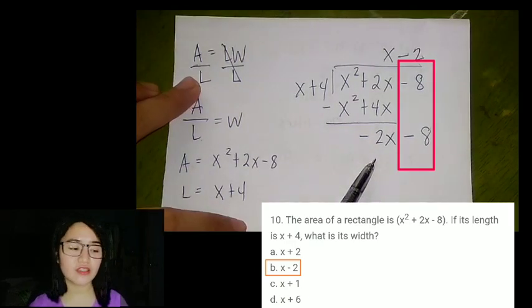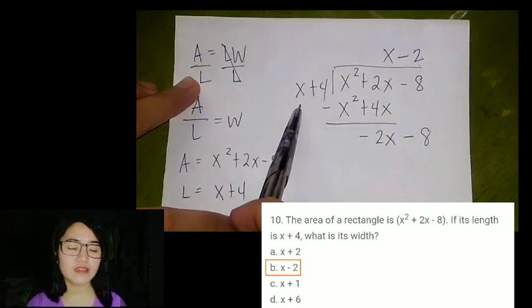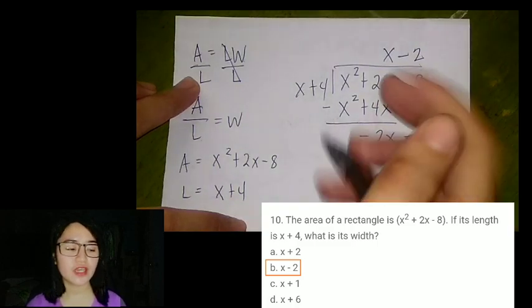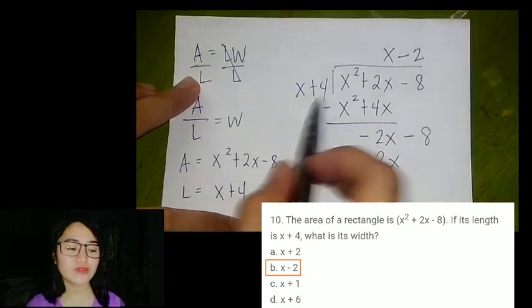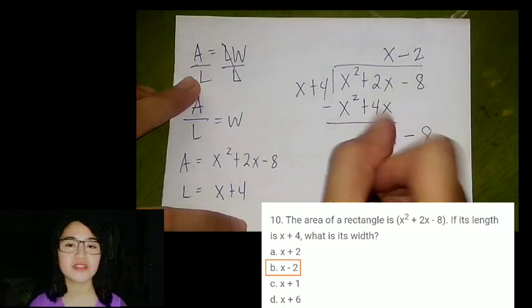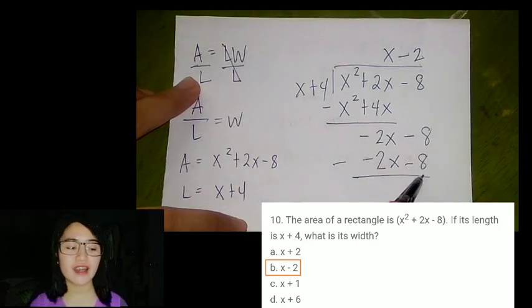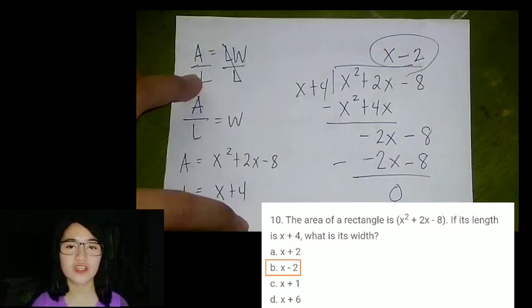So, ulitin lang ulit natin yung process. First term ng dividend, first term ng divisor. So, negative 2x, i-divide kay x, ang sagot is negative 2. And then, yung sagot naman na negative 2, i-multiply sa lahat ng terms ng divisor. So, negative 2 times x, that is negative 2x. And then, negative 2 times positive 4, that is negative 8. So, mapapansin nyo, ang sagot na dyan pag sinubtract ay 0. Meaning, ang sagot pag dinivide yung area at ang length, that is x minus 2, in which that is the width.